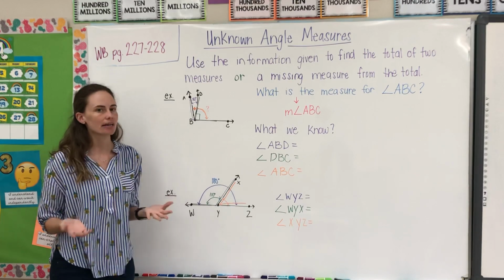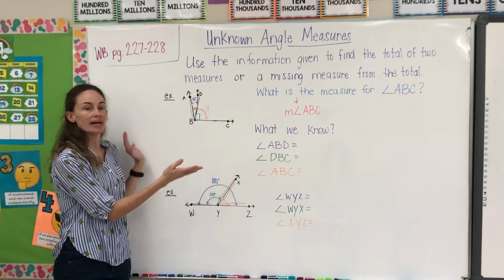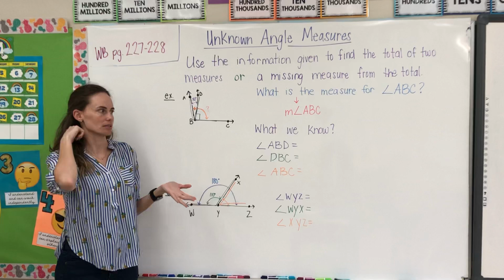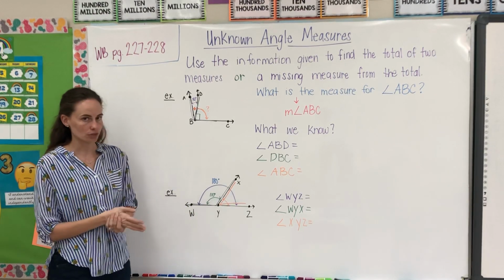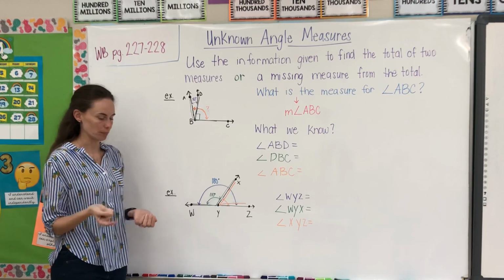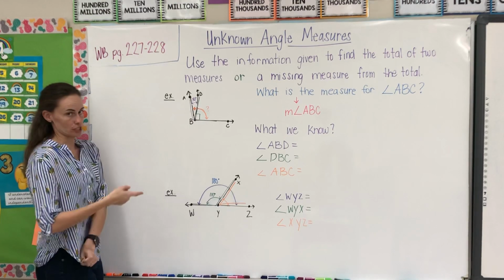Now, you're never going to get just an angle with no measurements at all, because that would be impossible for you to figure out. So don't worry, they're always going to give you something, and you're going to be missing only one part. So let's look at the first example.